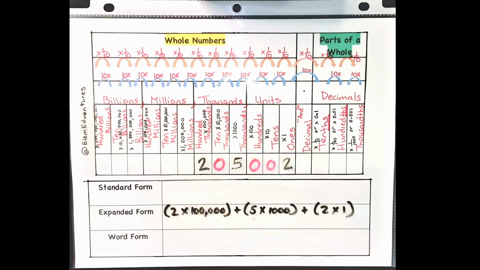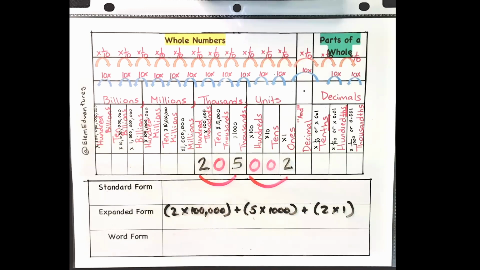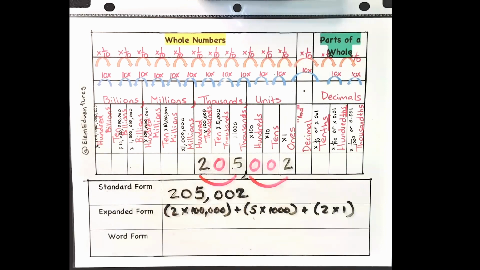The gaps that need zeros are the 10,000s, the hundreds, and the tens in this number. Those zeros have to be there. Otherwise, if you just have the digits 2, 5, and 2, it would look like 252, but that's not our number. Here are the arcs and the commas to help us say this number correctly. 205,002 units. So our standard form is 205,002.